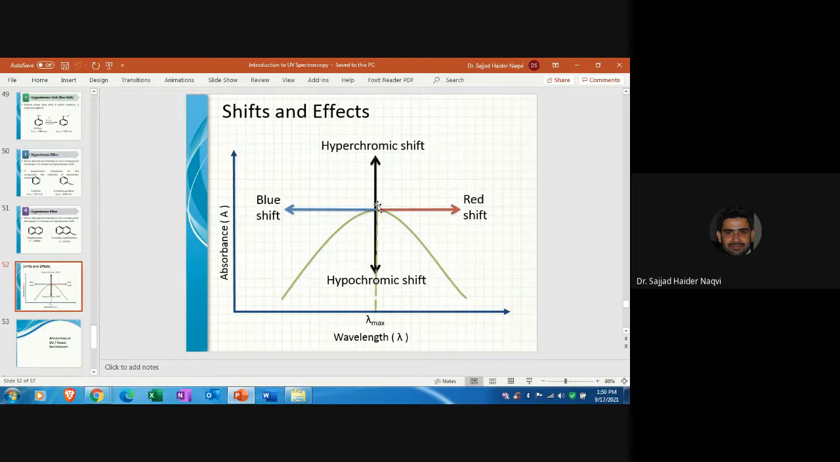Similarly, this particular wavelength is the wavelength at which we have the maximum absorption. And if this wavelength of maximum absorption increases because of any compound, it is called red shift. And if this is decreased because of the incorporation of any functional group, that's called blue shift. So this picture is itself the summary of all these four shifts and effects that we have discussed.